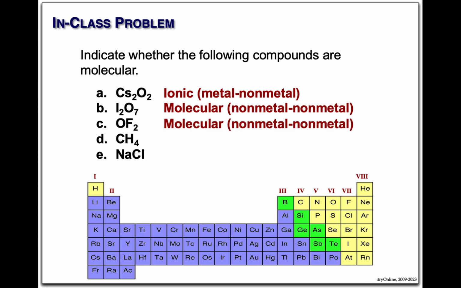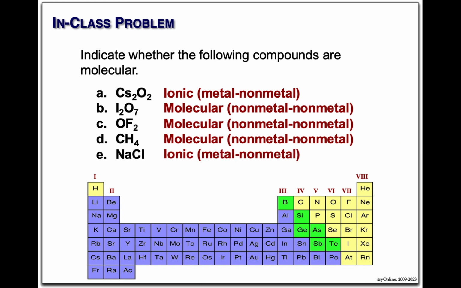Carbon tetrahydride, also called methane or natural gas. We have non-metal, non-metal, it's molecular. And finally, quite obviously, sodium chloride we've talked about. Sodium is a metal. This is ionic. Any questions?